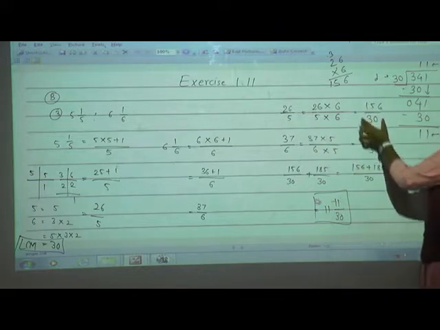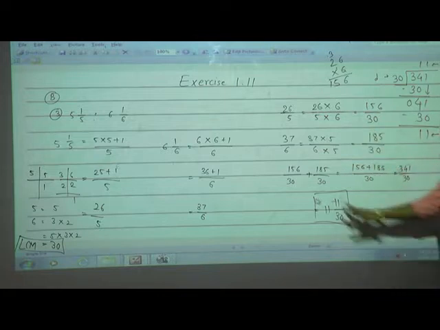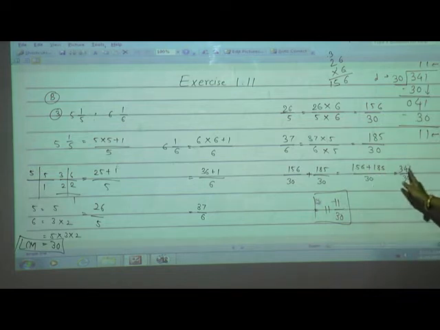Now we got two like fractions with the same denominator. Now we can add easily. So write the two numbers together and add numerators. Now we got the answer 341.